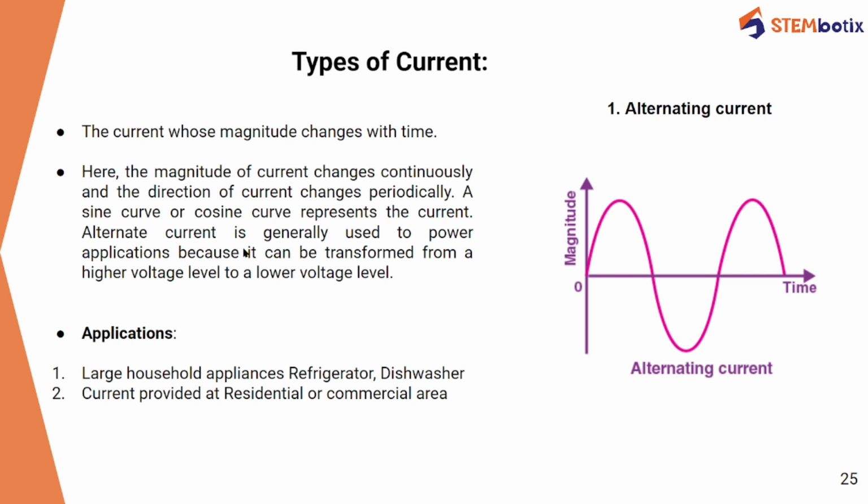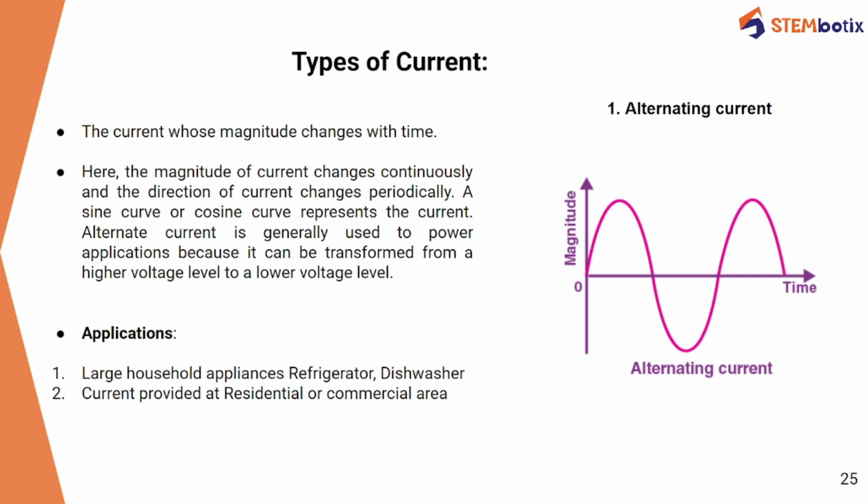So here the magnitude of current changes continuously. At this point the magnitude of current is different, and for this point the magnitude is different. For this point of time your value of current is also different. So at each and every point the magnitude of current is changing. It is continuously changing. A sine curve or cosine curve represents the current.